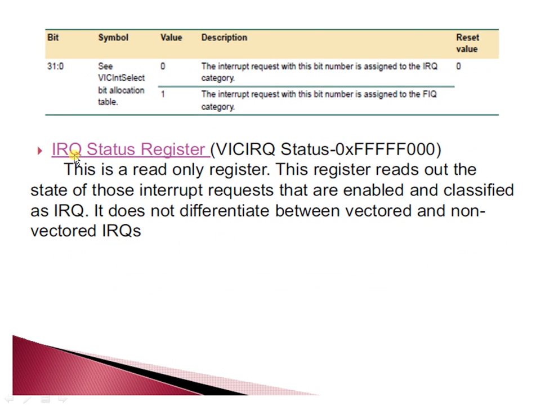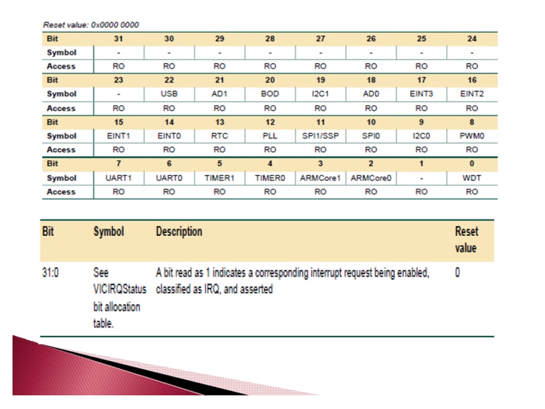Then you have one more register, that is the IRQ status register. This register will give you the status of all the IRQ interrupts. If any one of the IRQ interrupts is generated, then the respective bit inside this register will become 1. Say, for example, I'm using UART0 as IRQ. If that is generated, then the respective bit here will become 1. So it will just show the status of IRQ interrupts.